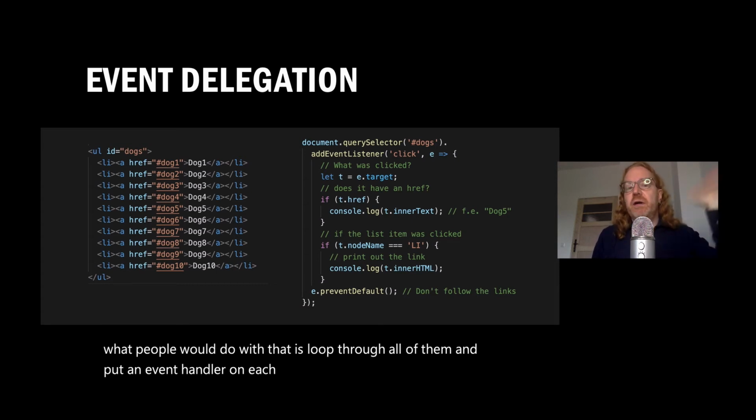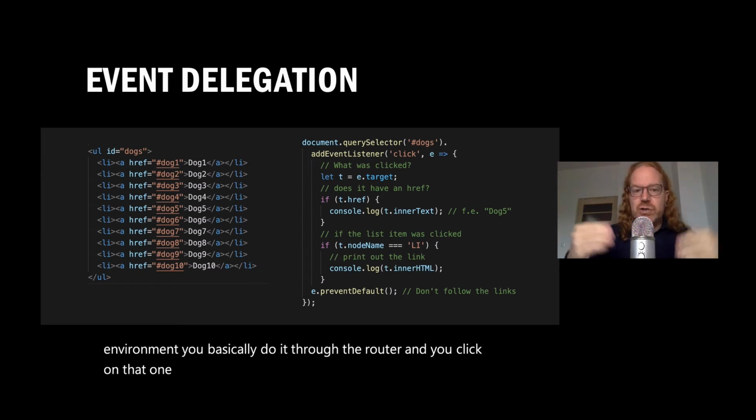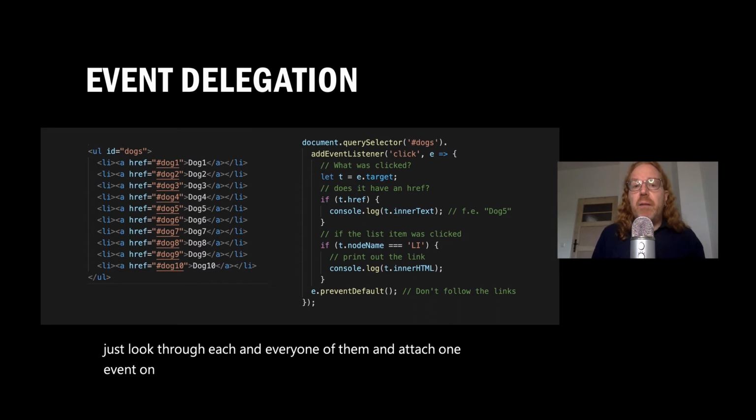Or when you use an environment, you basically do it through the router and you click on that one. But when you do DOM manipulation, a lot of people just loop through each and every one of them and attach one event handler on each of them. But events bubble up and they also go down.